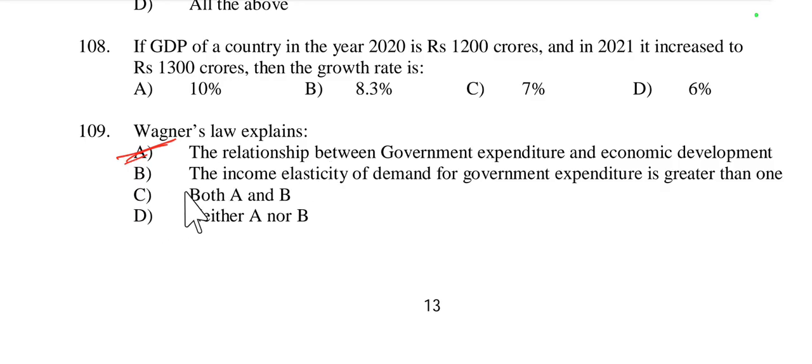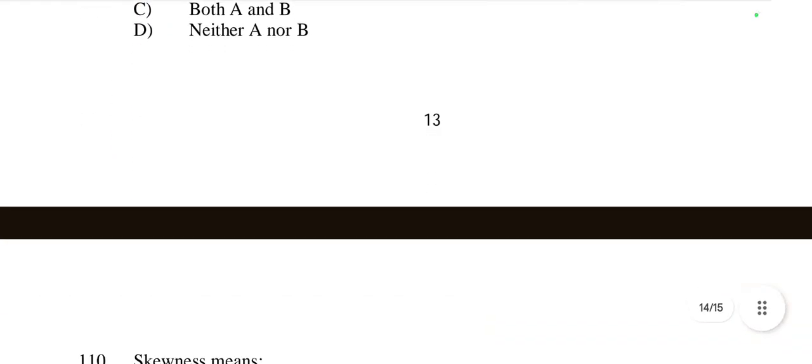Then option number 2, the income elasticity of demand for government expenditure is greater than 1. It means that government spending grows at a faster rate than the national income. So the income elasticity of demand for government expenditure is greater than 1. So both option A and B are correct options. So C is the right option here. Then next question.